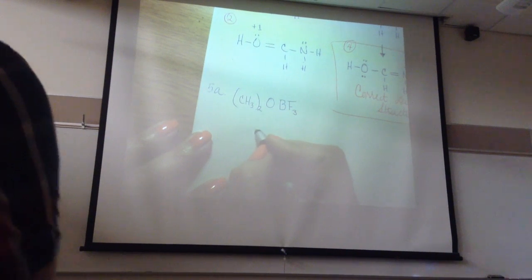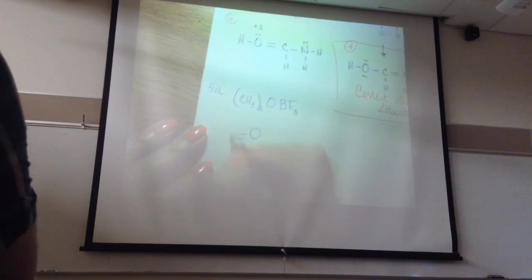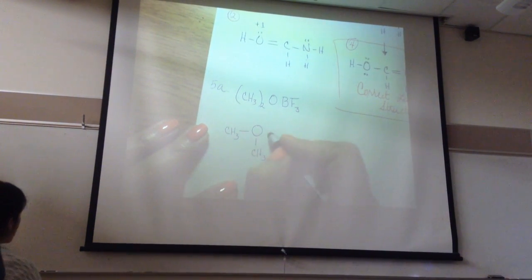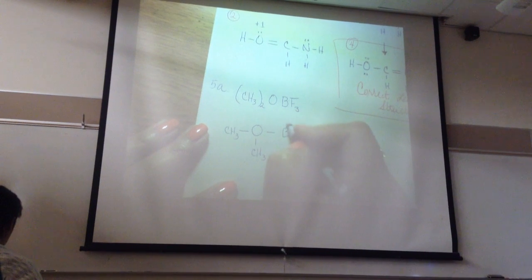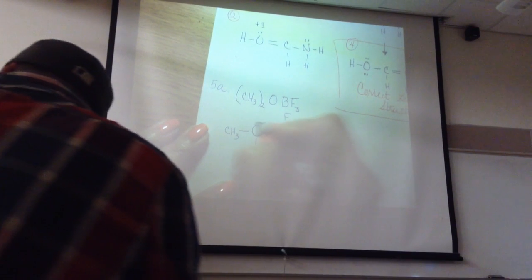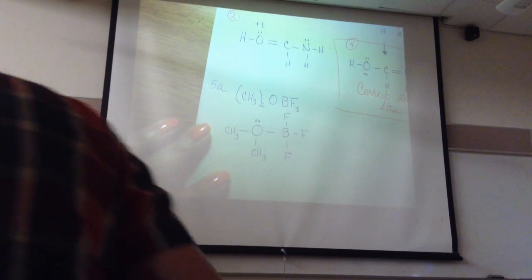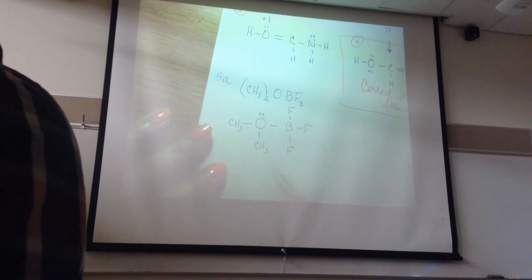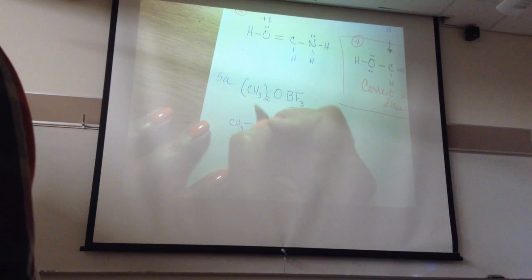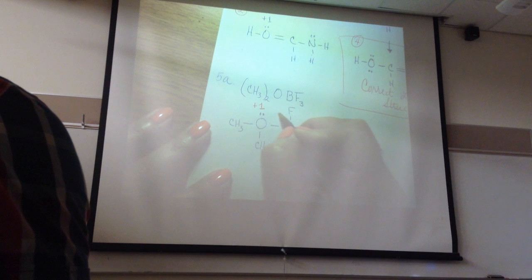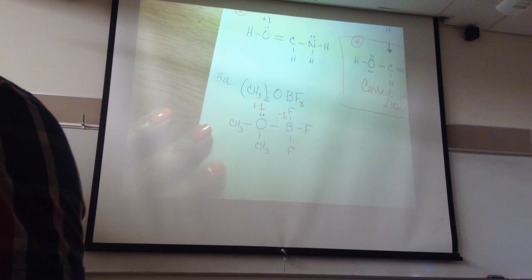And so I'm going to have that oxygen, and I'm really just going to draw the CH3s like this, because I'm not interested in them. And I'm going to have the B with the Fs like that. I'm really not going to put all the lone pairs anywhere else, but the oxygen here is going to be a +1, and the boron here is going to be a -1. Did everybody come up with a +1 and a -1?